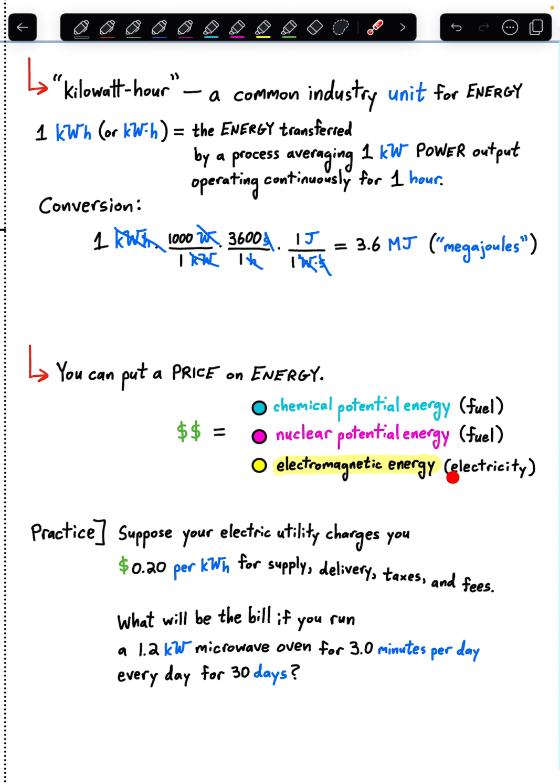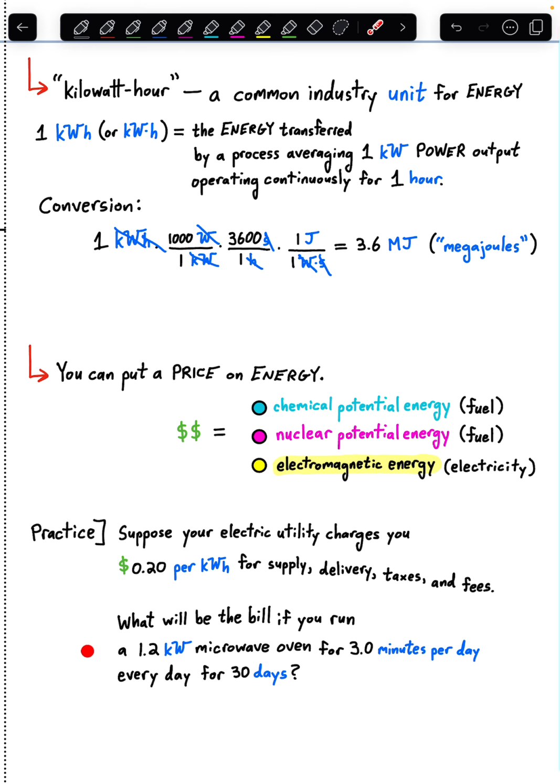So I've got a practice problem coming up for you here. You're going to pause in a moment and work this out based on what we've discussed. Suppose your electric utility charges you 20 cents per kilowatt hour for supply, delivery, taxes, and fees. So the bill you get every month shows that you're being charged 20 cents per kilowatt hour. Remember, kilowatt hour is an amount of energy, so you're being charged dollars for the energy that you use.